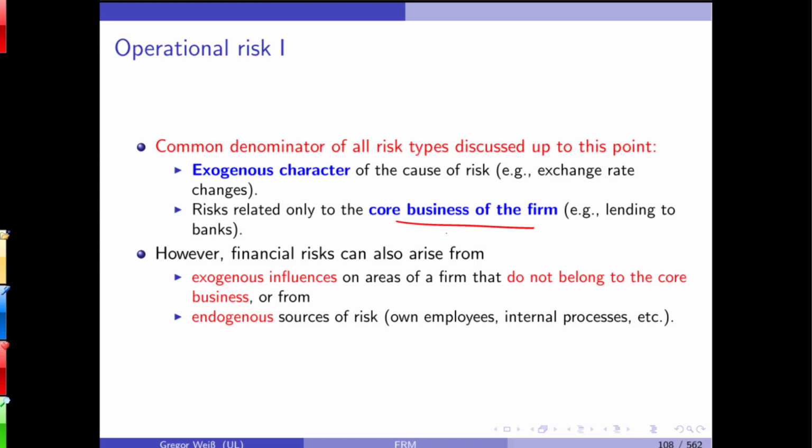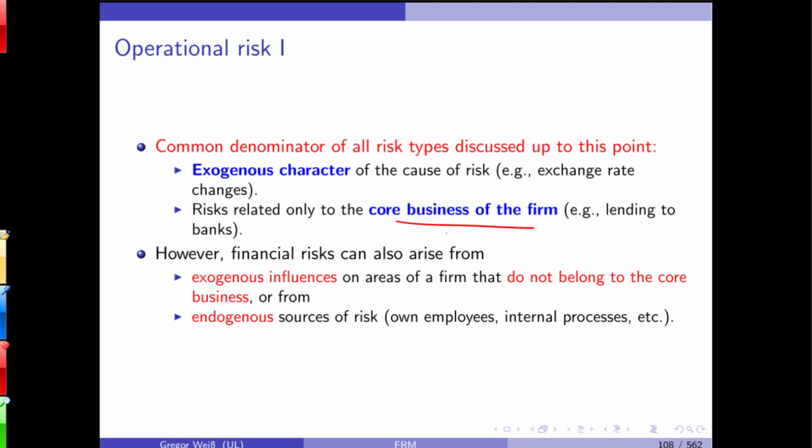However, financial risk can also arise from endogenous sources or exogenous influences that do not really belong to the core business of a firm, and something endogenous, own employees, internal processes, something that's not correct on the inside of a firm. I've explained this to you, I think, in one of the first lectures, that operational risk was introduced to risk management by the Basel II regulation. The idea was that financial regulators, bank regulators, said we are dividing bank risk into three categories: credit, market, and the rest. And the rest we are just coining now operational risk, because it's related to the operations.